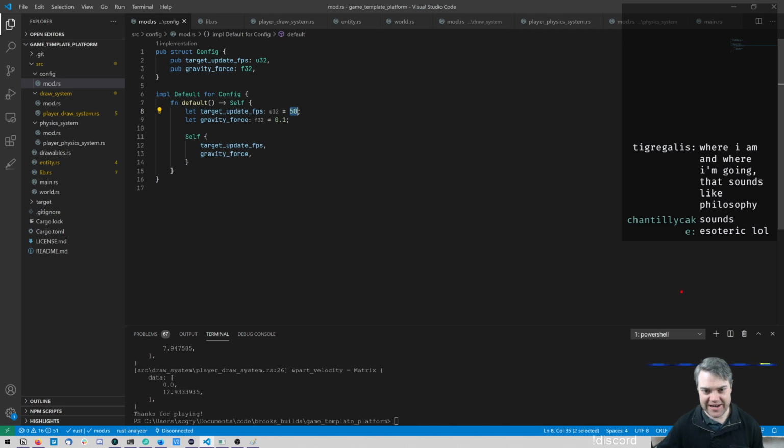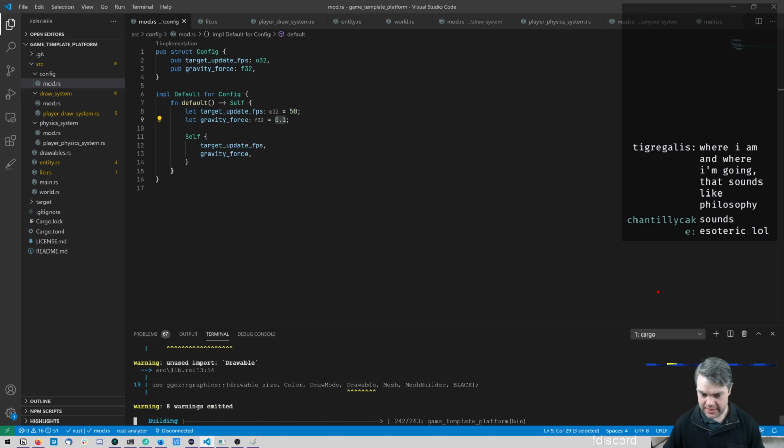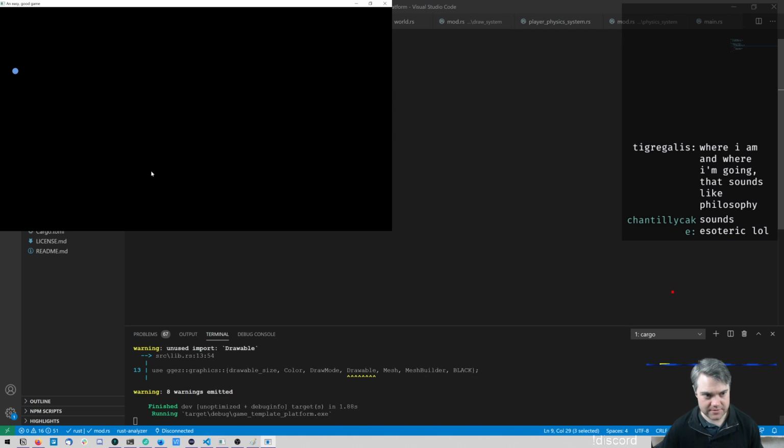Okay, so let's say our target FPS, our updates are at 50, and our draws are just whenever the computer feels like it. It's an infinite loop. It draws as fast as it can. If this happens, then dropping a ball at 0.1 gravity force per frame looks like this.